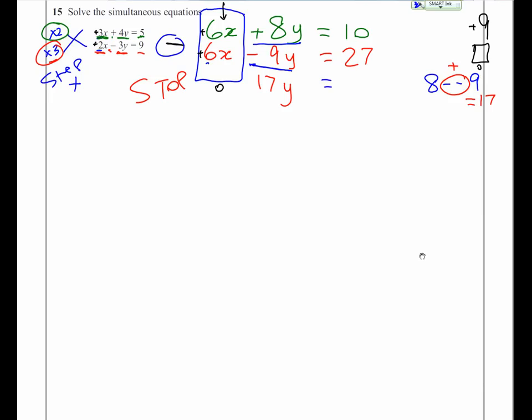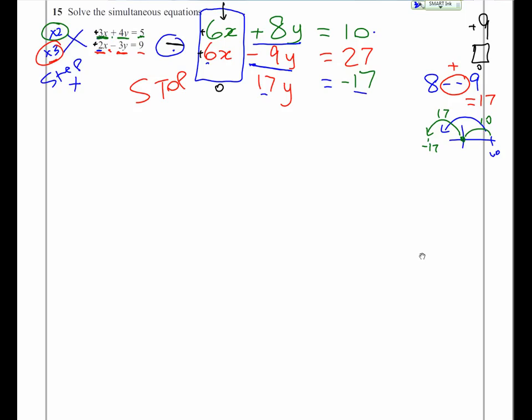Next one is 10 minus 27. So you're on 10 on your number line, and you minus 27. Well, if you get back to 0, you've taken away 10. You've still got another 17 to hop back, so it's minus 17 that you hop back to. Okay? Look at that, we've got 17, 17.